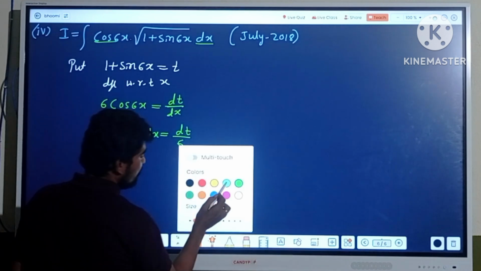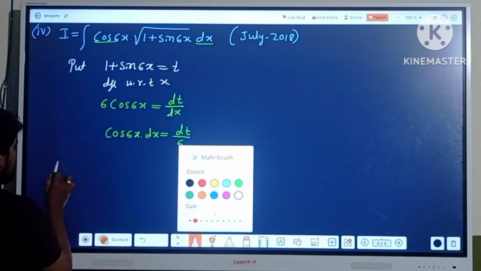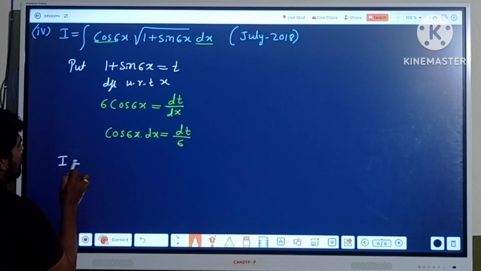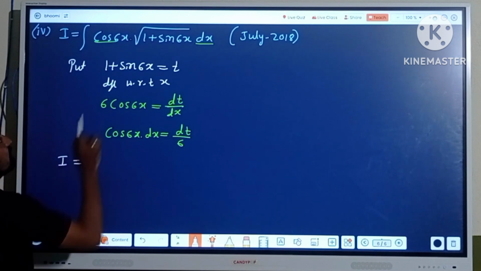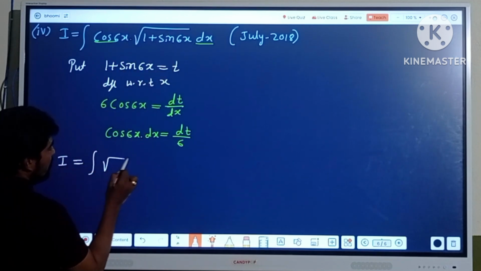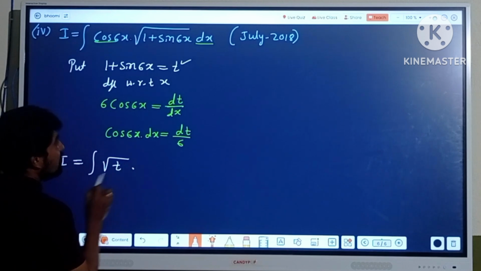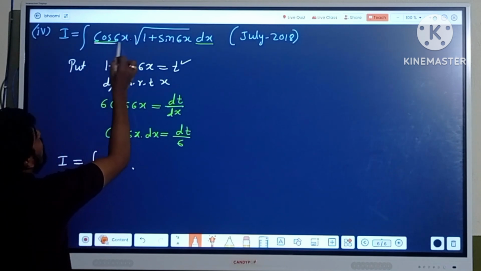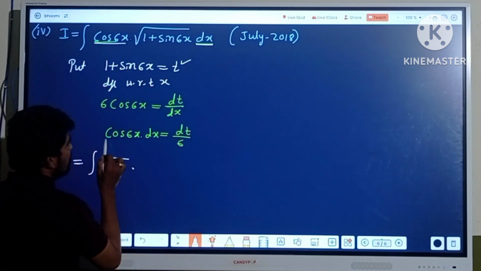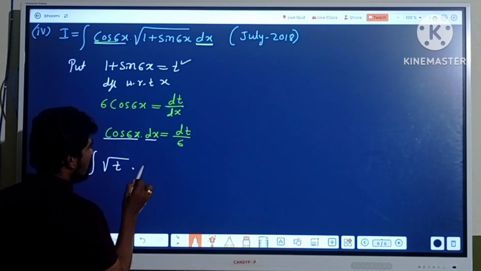Therefore, by using this substitution, the integral problem I equals the integration of the square root of 1 plus sin 6x, which is t. So square root of t into the value of cos 6x dx. So cos 6x dx is equal to what?